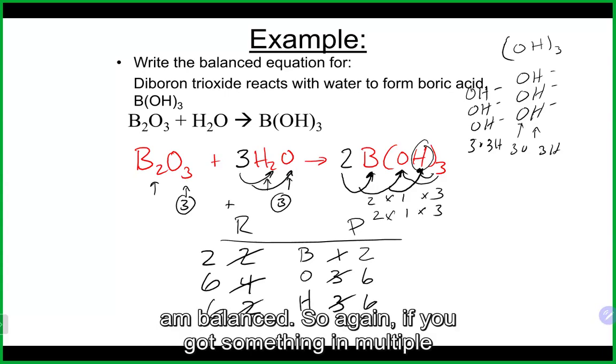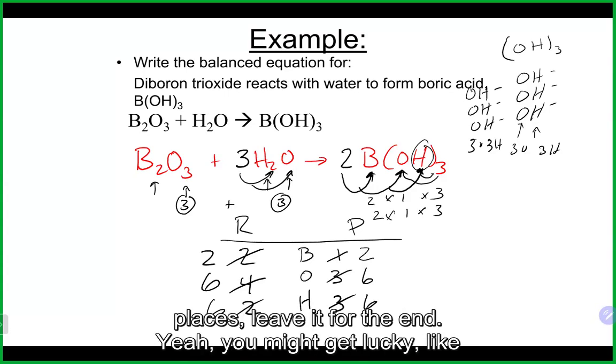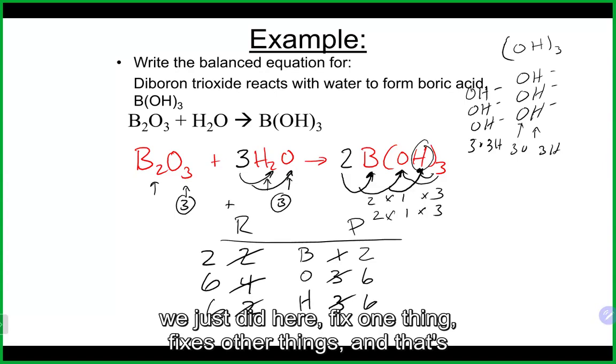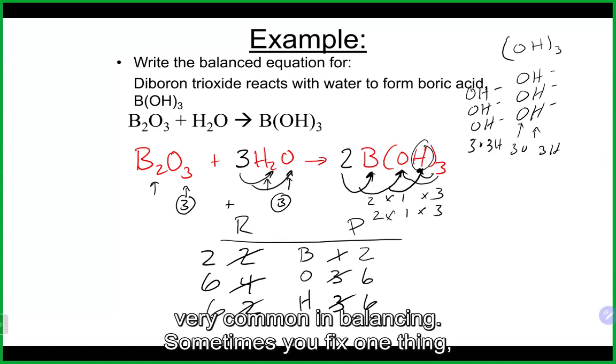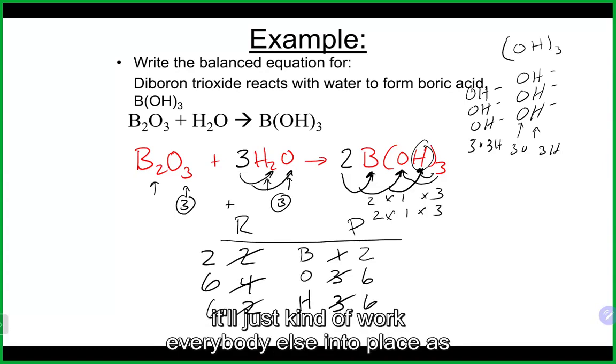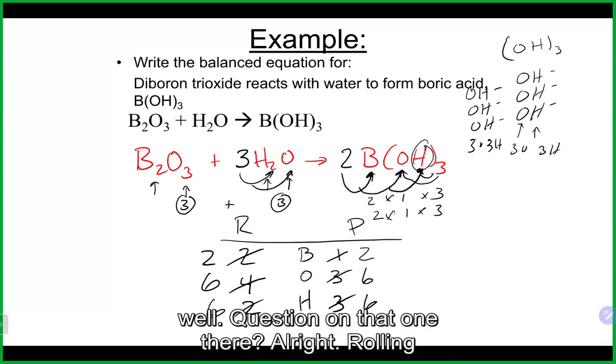So again, if you got something in multiple places, leave it for the end. Yeah, you might get lucky like we just did here. Fix one thing, fixes other things, and that's very common in balancing. Sometimes you fix one thing, it'll just kind of work everybody else into place as well.